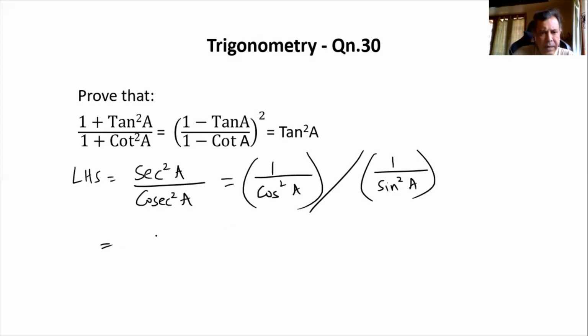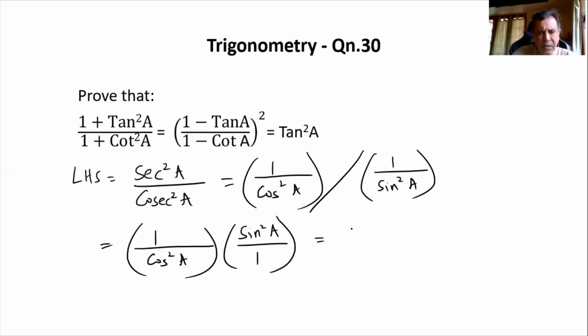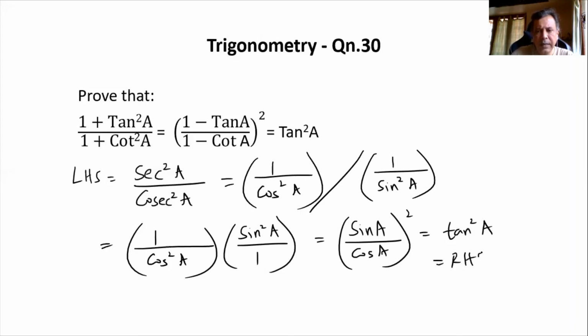So how do I write it now? This I can write as 1 by cos square A divided by, that means multiplying by its reciprocal, so sine square A by 1. Now sine square A by cos square A can be written as sine A by cos A the whole square, which is nothing but tan square A. That is our right hand side. Hence the proof. We have proved it.